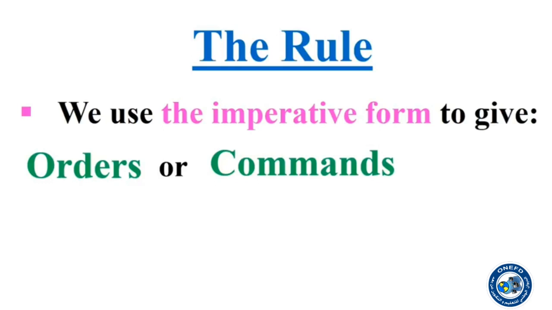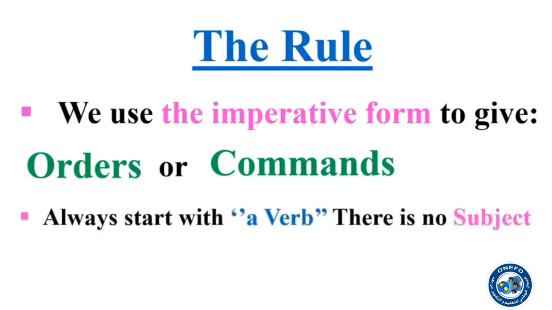When I say the imperative form, dear pupils, I mean a sentence which starts directly with the verb. In this sentence, there is no subject. So, I repeat, the imperative form starts with a verb and there is no subject. As we have seen in the 3 previous examples, there is no subject in these examples. We always start with the verb directly. So, we use the imperative form to give orders or commands.